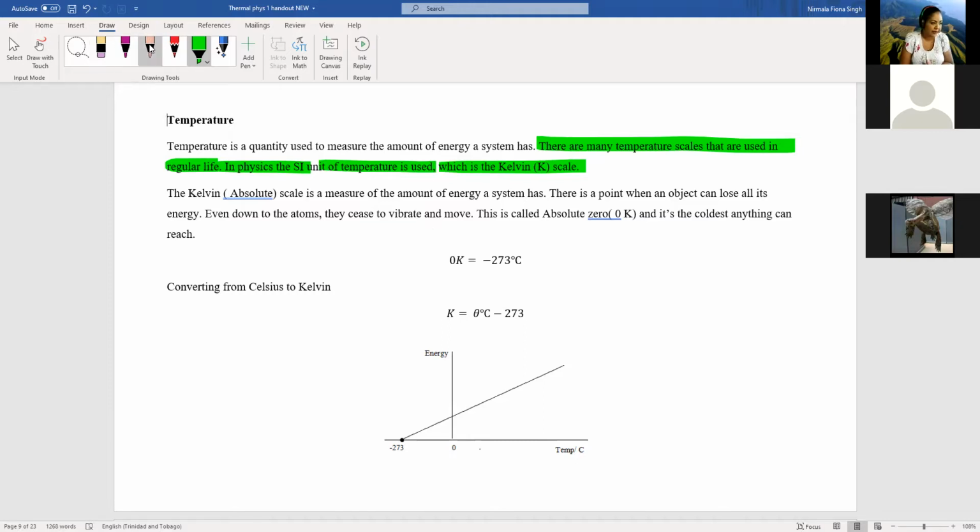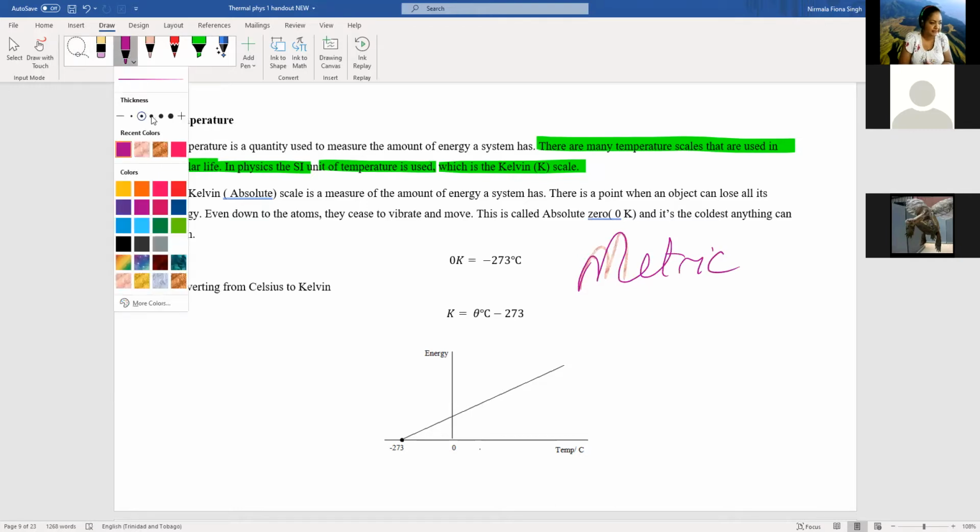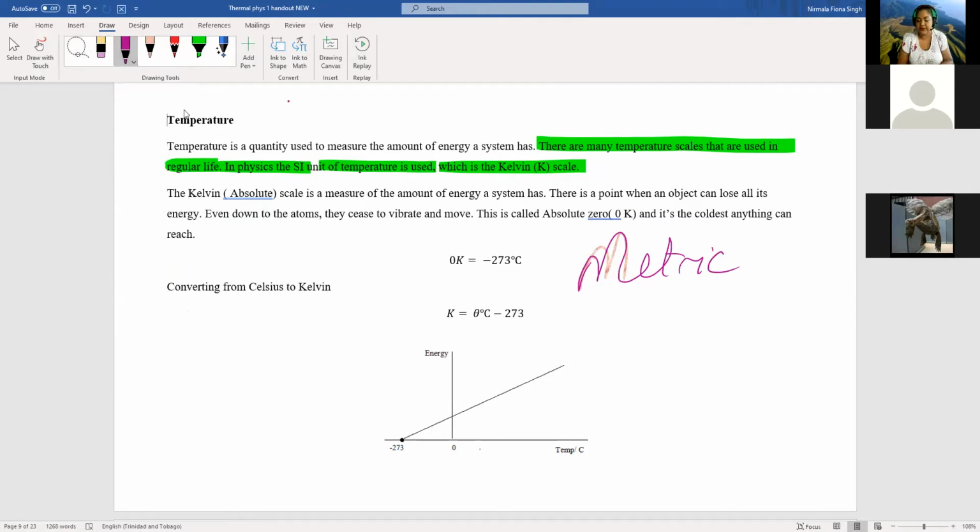We know regularly, we use the metric system, right? We use the metric system, which is based on a decimal set of counting, meaning we count in tens and in hundreds and whatnot. So that's why we use the metric system. And we know the metric unit for temperature is what, folks?